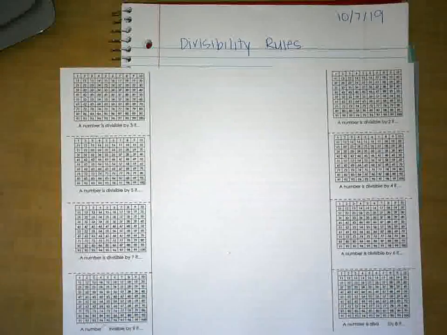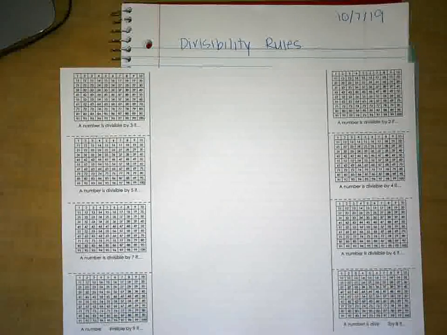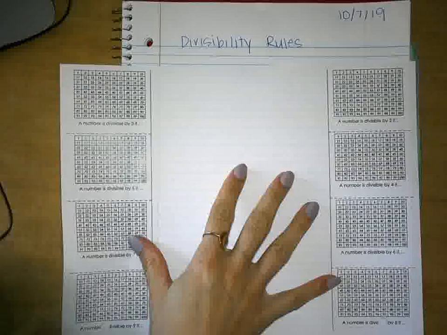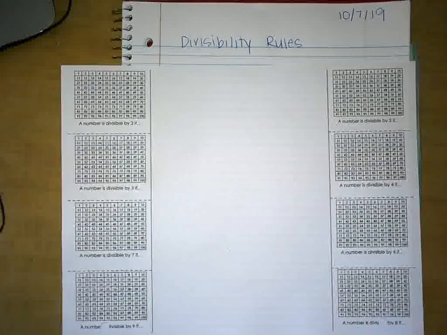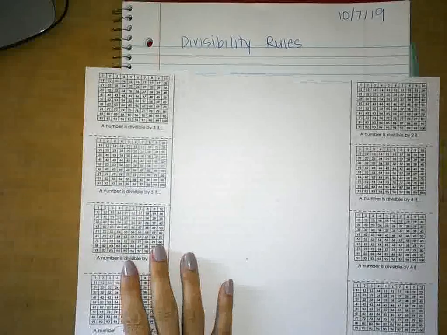So make sure you title the page, date the page, and then you should all have a piece of paper that looks like this. If you don't, you need to print it off from Google Classroom. Otherwise, this will be extremely difficult for you. It is only one-sided, so that makes that easy.